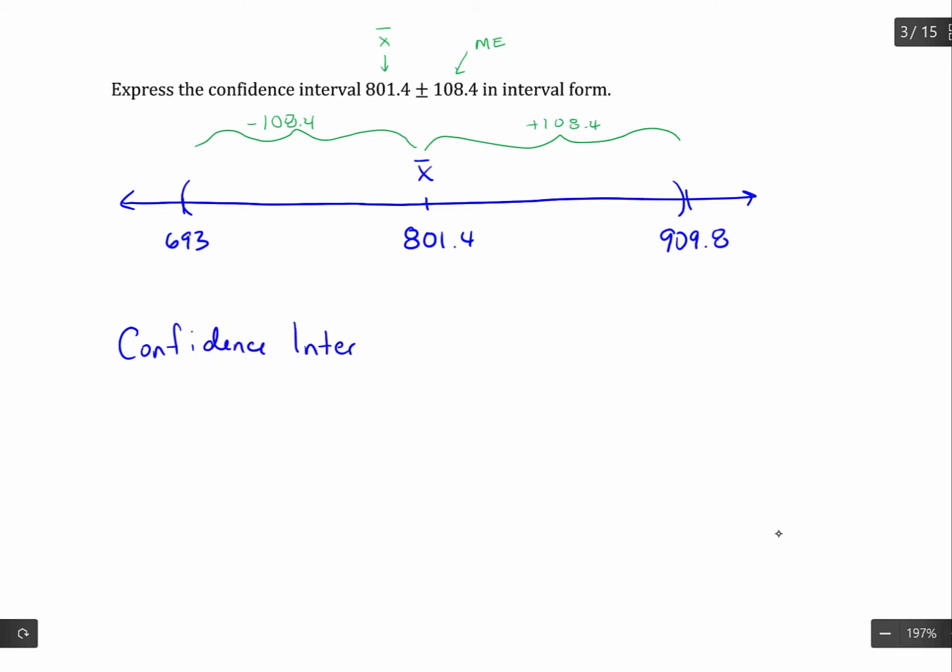There's different ways of expressing a confidence interval. What's being asked here is to put it in interval form, which is to write it, and it'll look kind of like a coordinate point, x, y, but it's interpreted algebraically as all the values between 693 and 909.8, but not including those values.